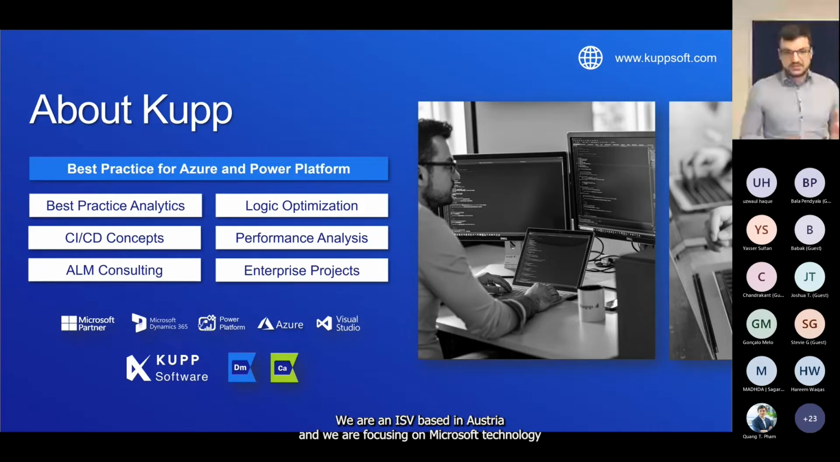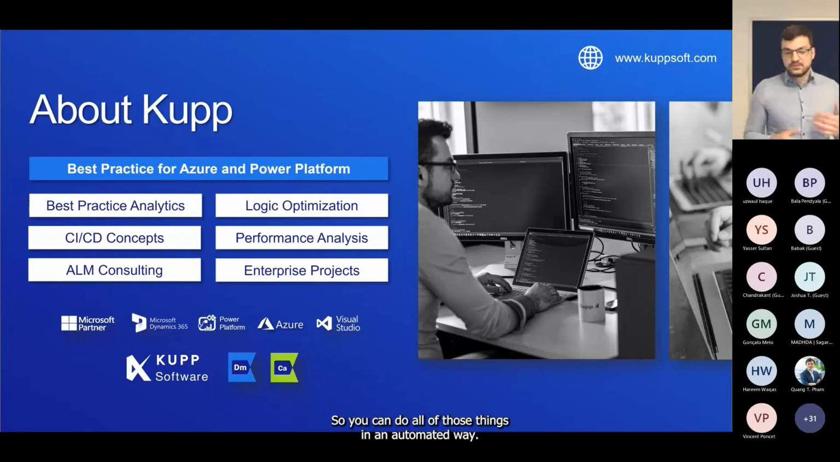We are an ISV based in Austria, and we are focused on Microsoft technology, especially in best practices. So basically what we do is we develop tools to ensure that you're following the best practices regarding development, customizations, but also security, performance, and things like that. What we do is not that we develop concepts, we develop tools. So you can do all of those things in an automated way. Right now, this is in the very beginning, especially for code analytics. So I'm going to introduce you the tool as well today, but also things like ALM, where you can easily set up automated deployments. And I know there are a lot of pros and cons, but what we do is we try to provide that out of the box. So you can start a new project and have those best practices implemented from the first day.